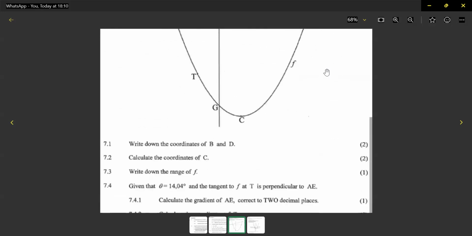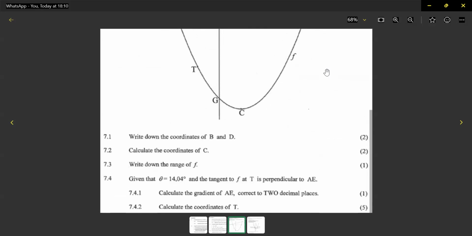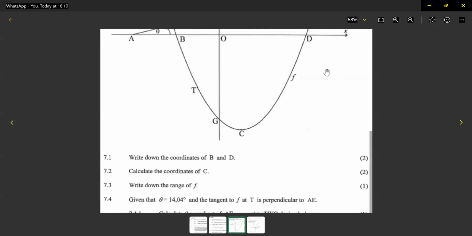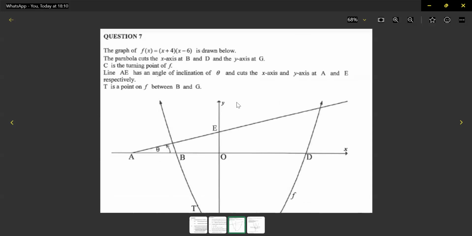So now, given what you are given, they say to you, calculate the gradient of the line AE, correct to 2 decimal places. Now the question is, how are you going to do that? Well, you're going to use the angle that you are given. They're asking you to please quickly run and go back to grade 11 and then come back so that you finish the exam in time. Imagine.